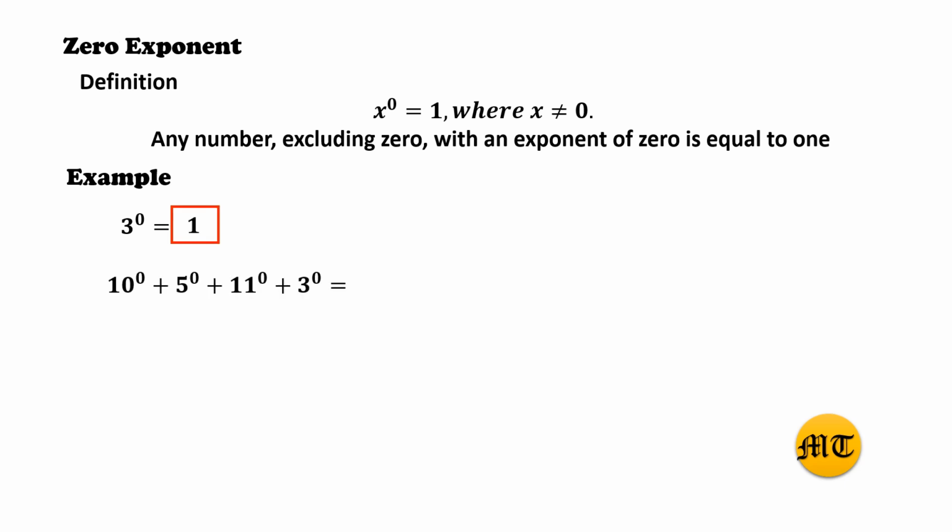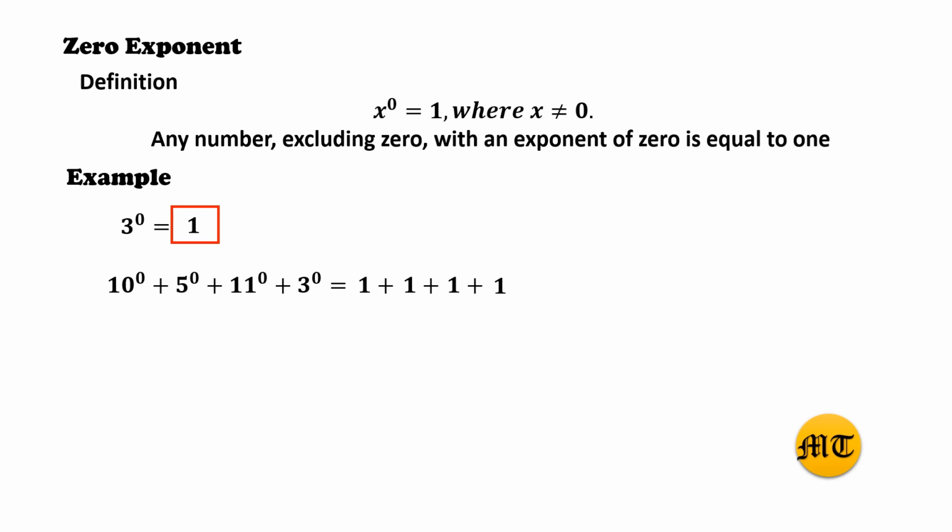Another example. 10 raised to 0 plus 5 raised to 0 plus 11 raised to 0, and plus 3 raised to 0. First, let us simplify each number that is raised to 0. So, we have 10 raised to 0 is equal to 1, plus 5 raised to 0 is equal to 1, plus 11 raised to 0 is equal to 1, and 3 raised to 0 is equal to 1.